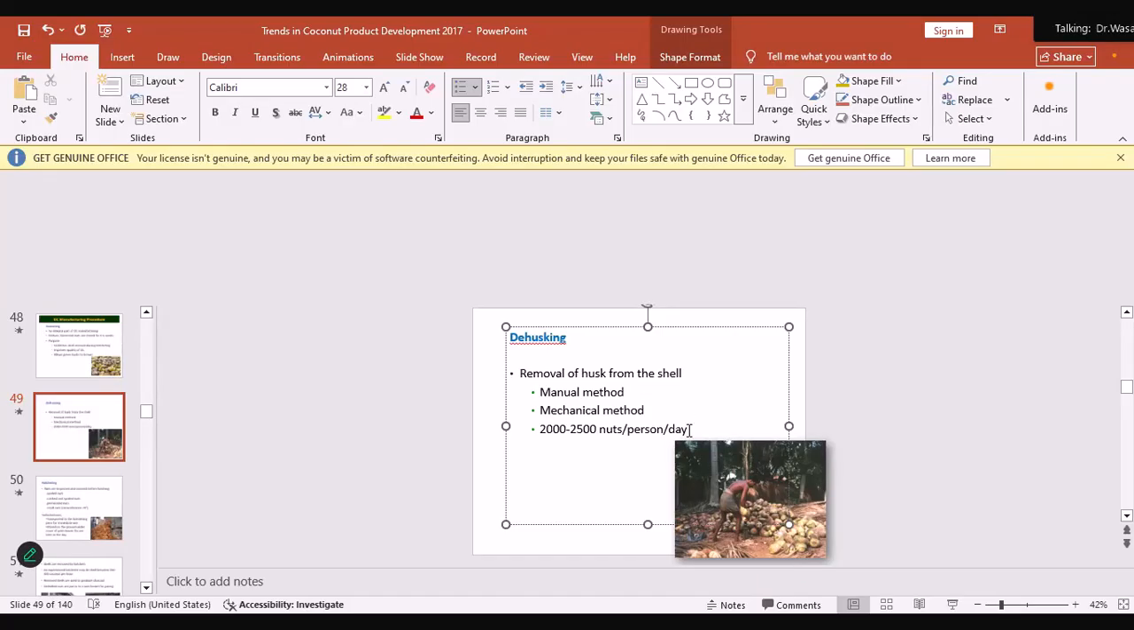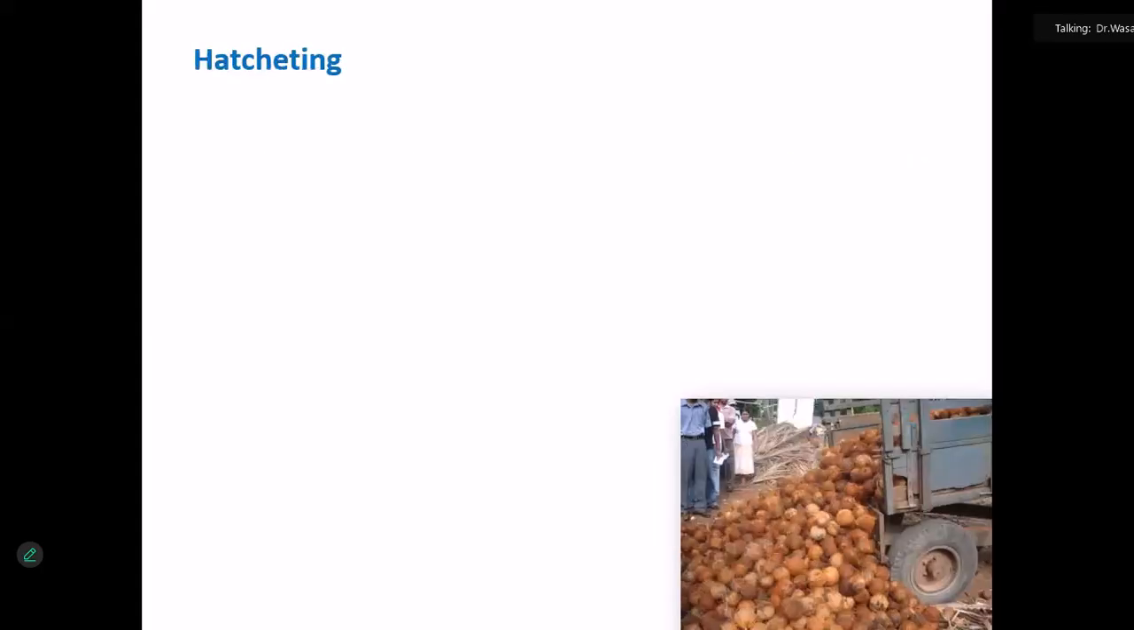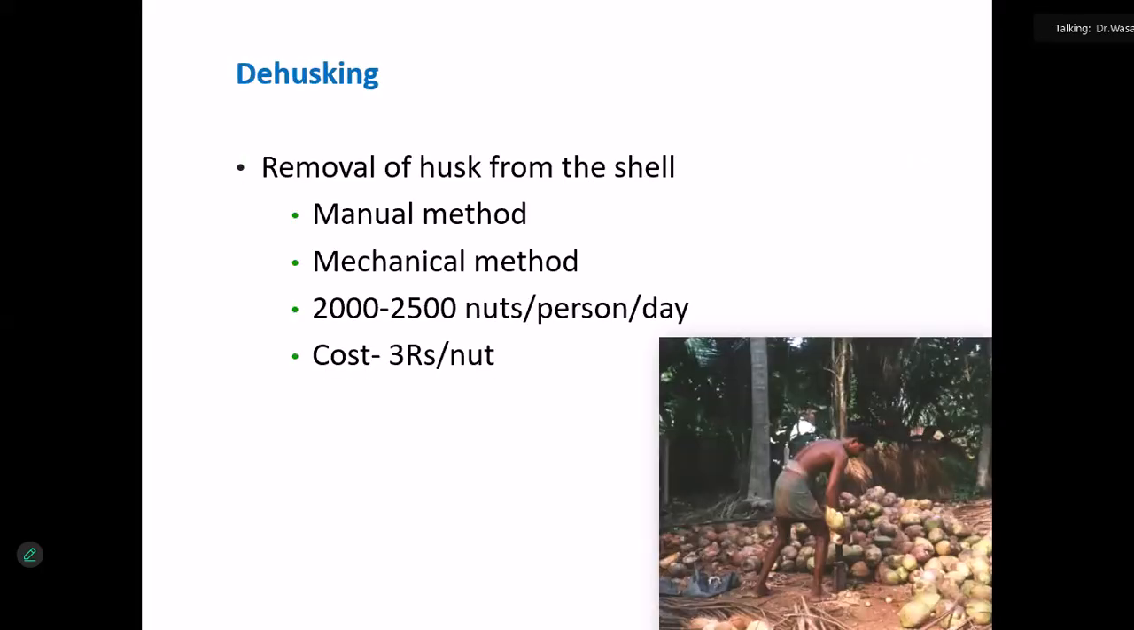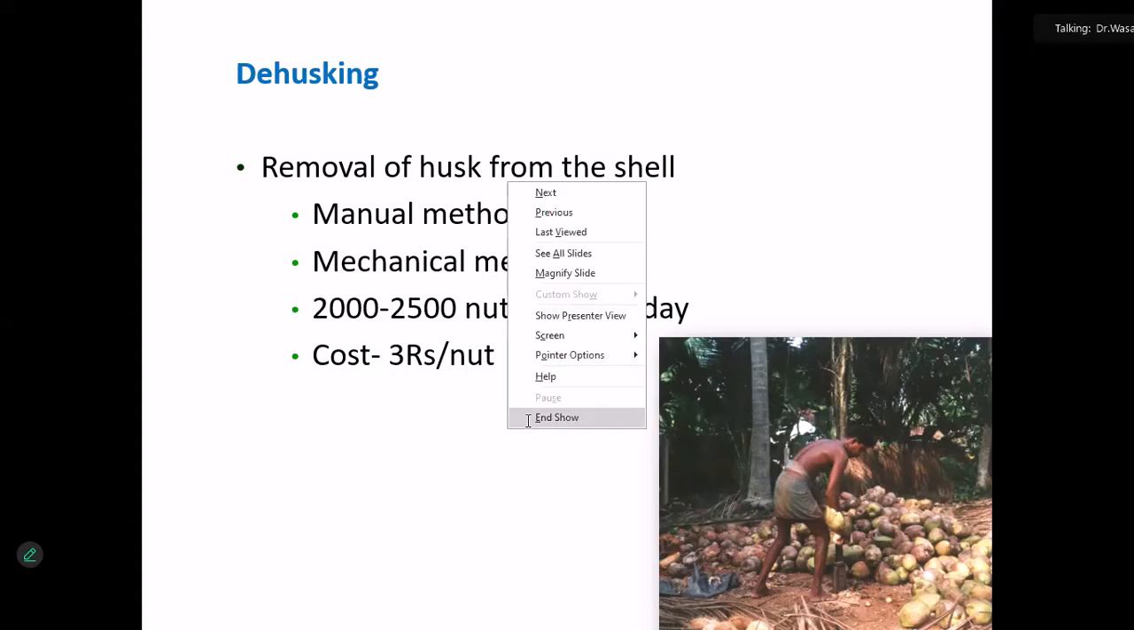And the cost is 3 rupees per nut, approximately. Please note this one. You should know it for the exam. The cost is 3 rupees per nut. Normally, one person can dehusk 2,000 to 2,500 nuts per person per day. That's very much. We should know this one.